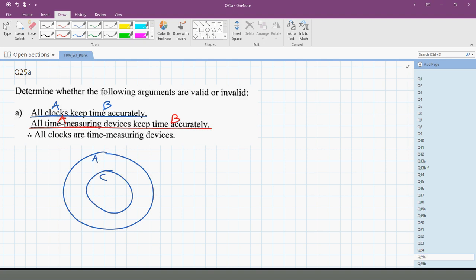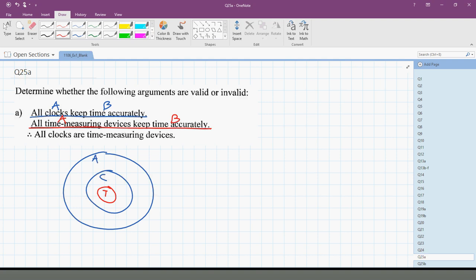So looking at my circles here, my B that's up here, which is accurate time, that's my giant circle that's right here. I just need to make sure that the time measuring devices are in that circle. So this circle could look like this, because my time measuring devices is in the accurate time.